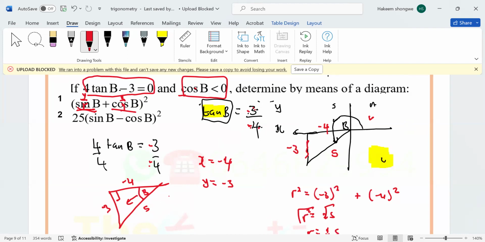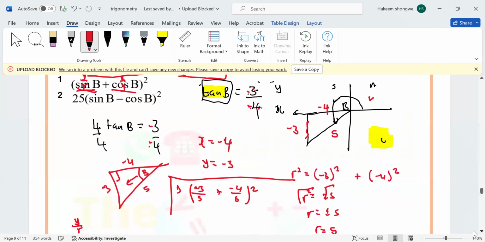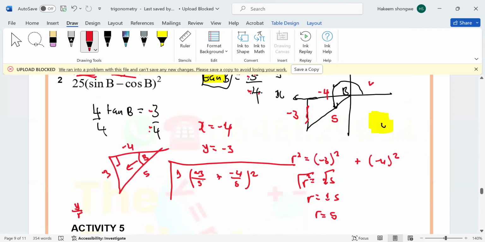But now, let me put a space here. So what do I have for number 1? I have open bracket, Y. What is Y according to this diagram? -3. What is R? Plus -4 all over 5, okay? All squared. If you are adding fractions and the denominators are the same, you simply add the numerators. Then you're going to have -7 all over 5 all squared. This is going to give us 49 all over 25.